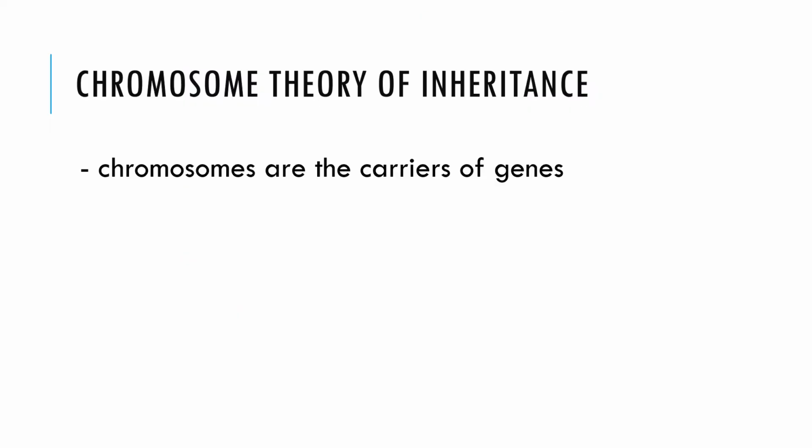The chromosome theory of inheritance states that chromosomes are the carriers of genes. How can one extra copy of a chromosome that is itself of normal size and shape cause such wide-ranging phenotypic effects? The answer has two parts.